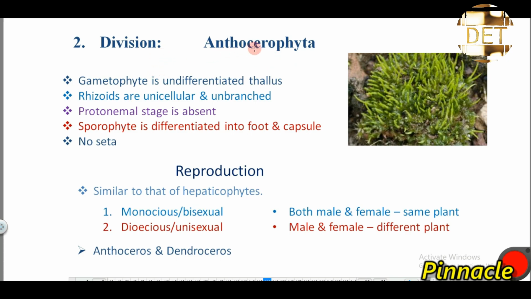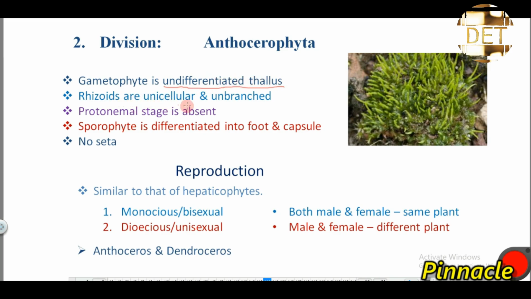So, division Anthocerotophyta. The gametophyte is an undifferentiated thallus. If you look at the gametophyte of this plant, it is an undifferentiated thallus. It does not have a leaf, a stem, or root-like structures. So it is really undifferentiated. You cannot tell the leaf from the stem, or the stem from the leaf-like structures. That's why it is called an undifferentiated thallus.